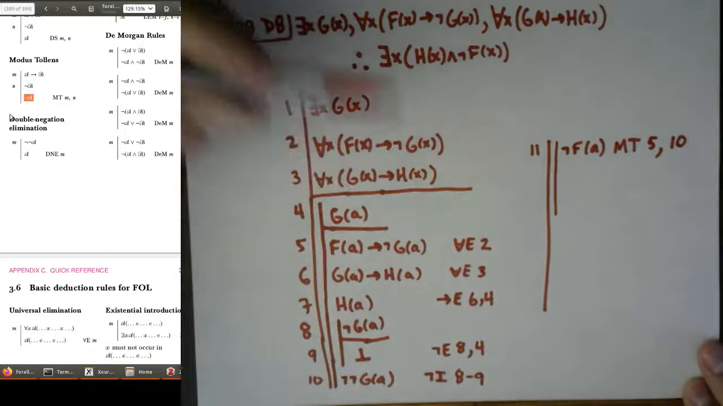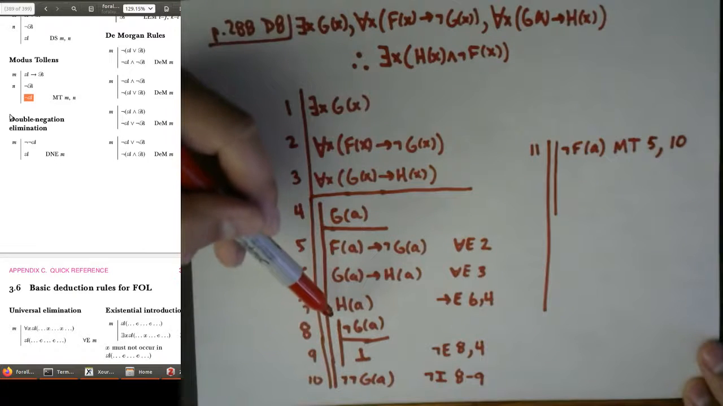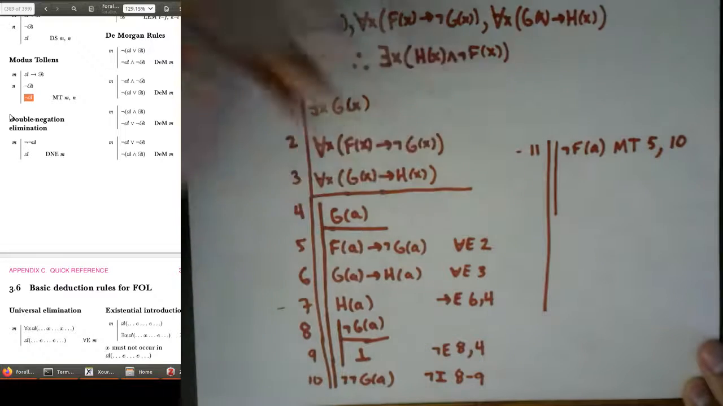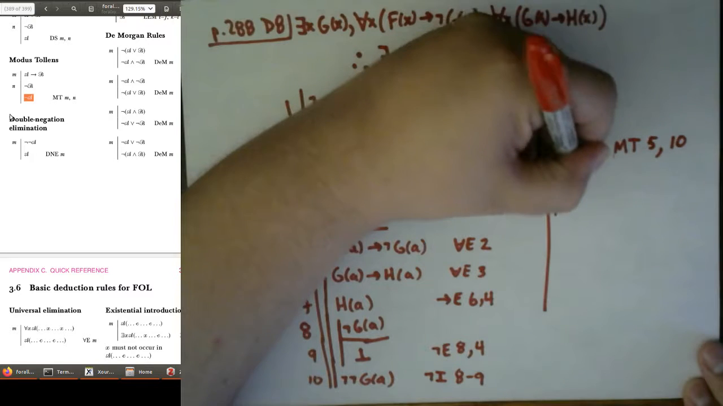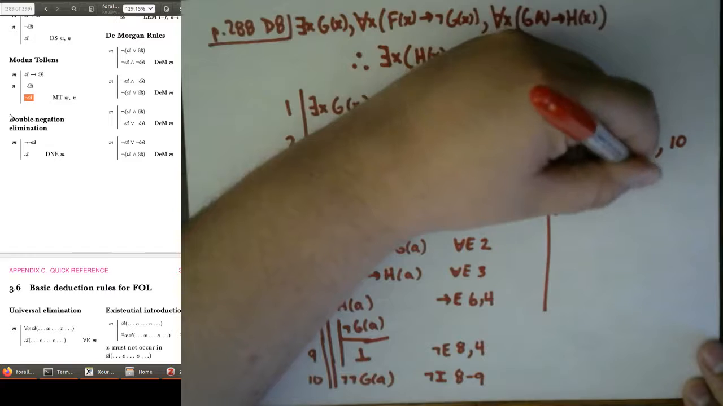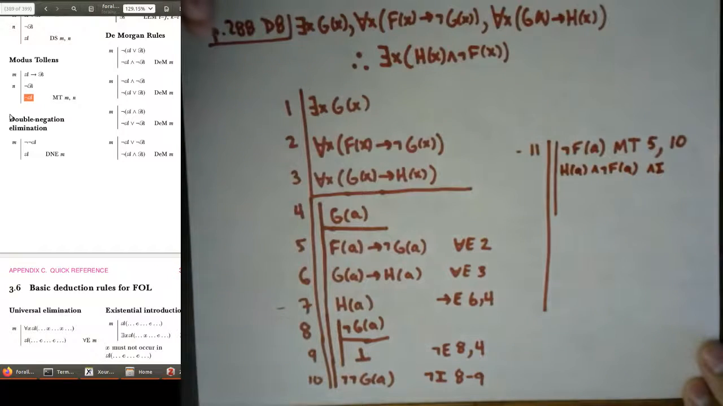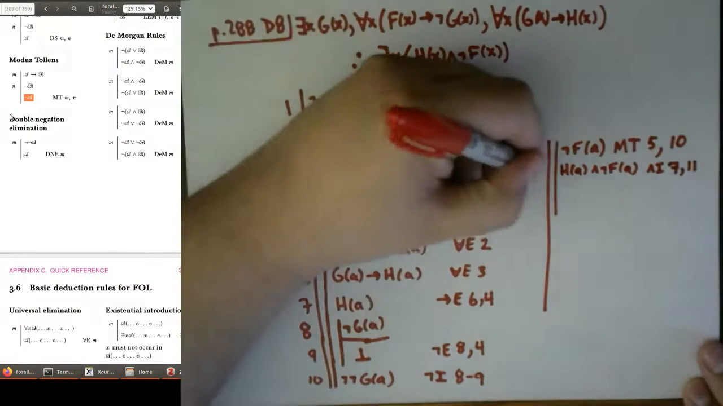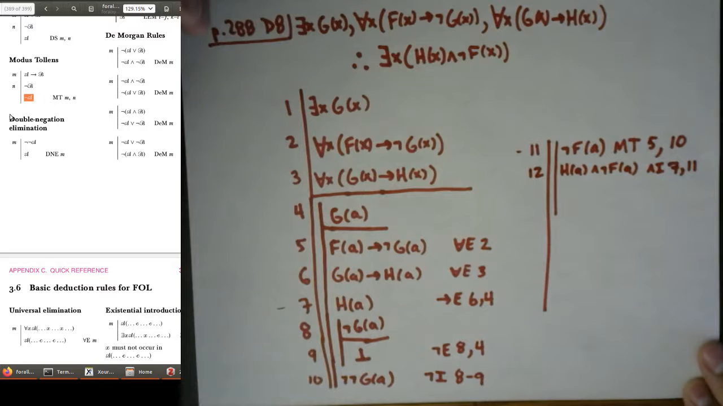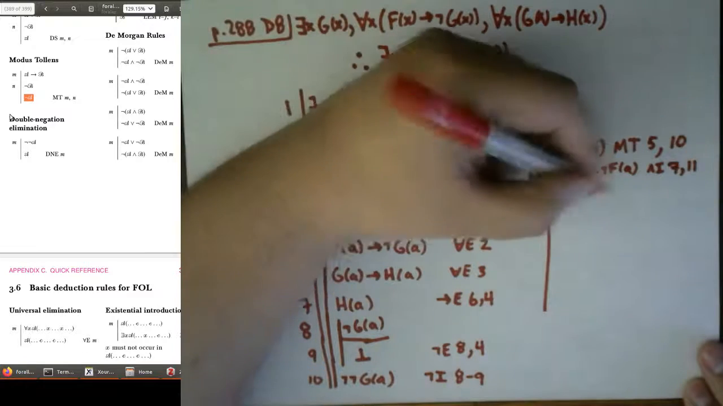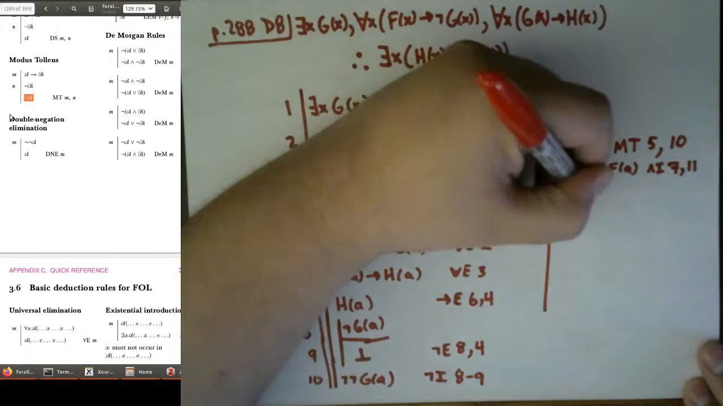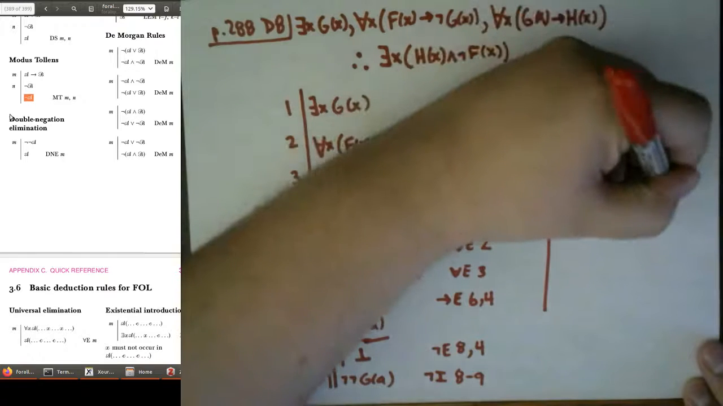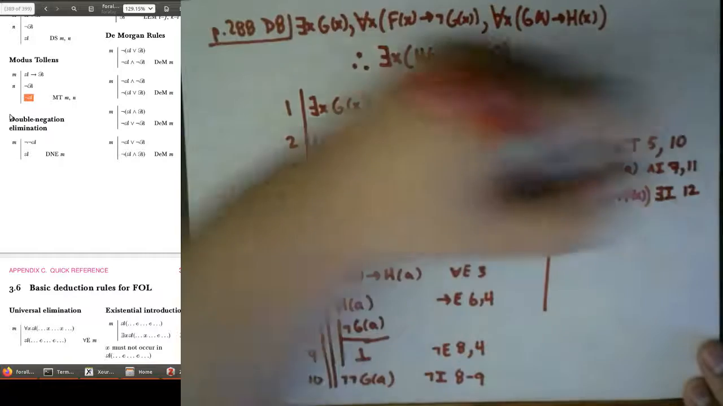So now I have, earlier in this subproof, looking at where I want to go, H of A, which is line 7, and not F of A, which is line 11. So now I can AND those together, H of A and not F of A. And that's AND introduction on 7 and 11. That's line 12. Now, I'm not going to explain it in detail here because I did in the previous video, but now I'm allowed to write there exists X, H of X and not F of X. And that's existential introduction on line 12.